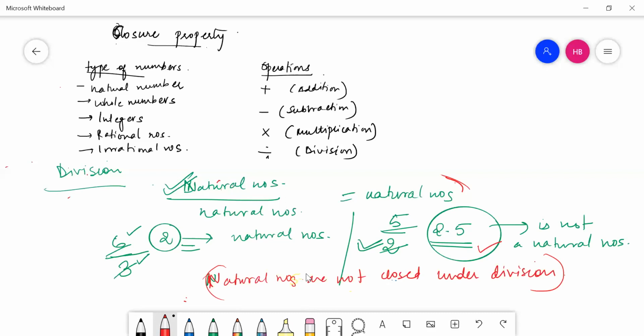So here what we did, we checked this property with one type of number under all the operations. Similarly, what you have to do is check with whole numbers, integers, and rational numbers, whether these numbers are closed under these operations or not. So this would be a homework.